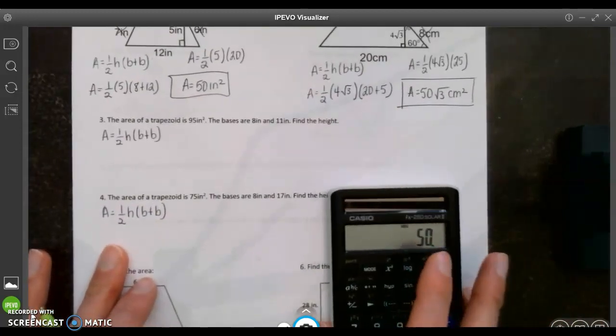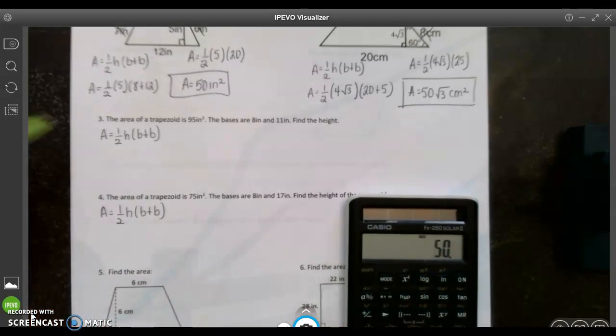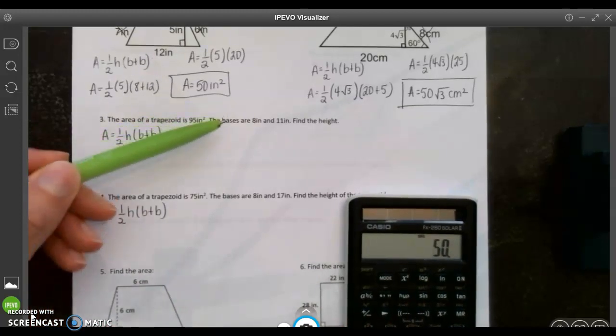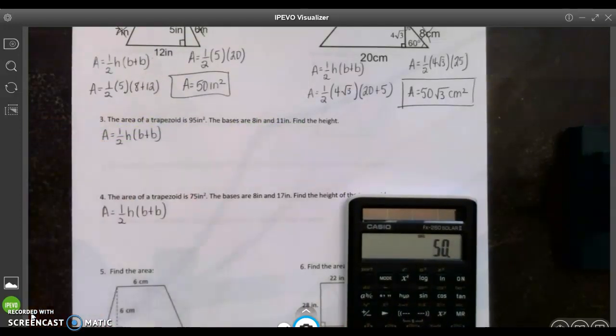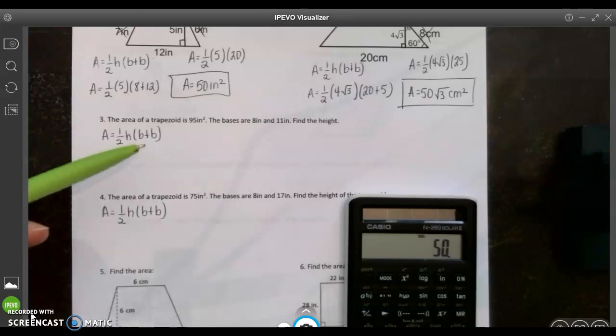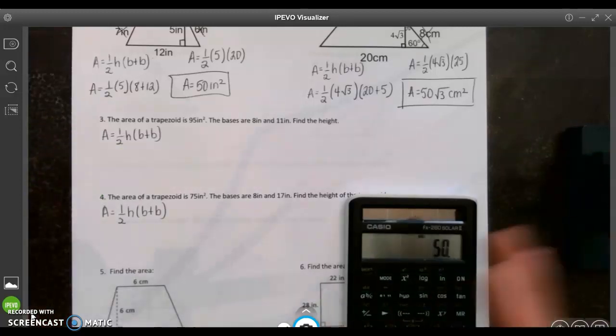So this one's also a little bit different. It says the area of the trapezoid is 95. The bases are 8 and 11. Find the height. It's not different in the sense that you haven't done anything like this before. You have with other formulas. It's just we haven't done it in this particular lesson.